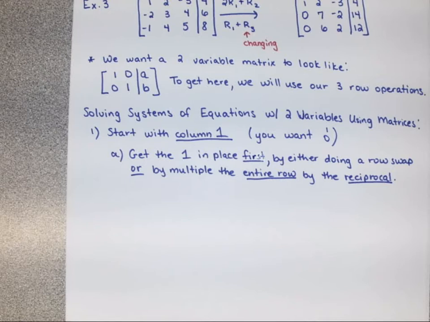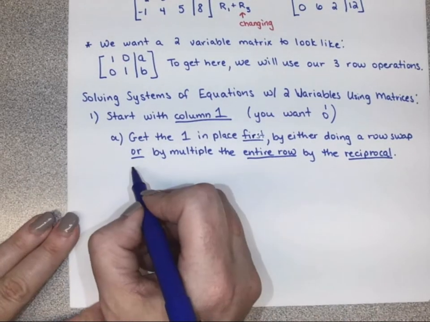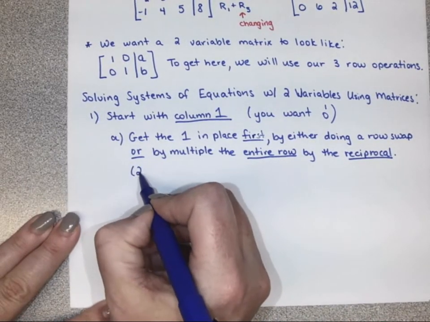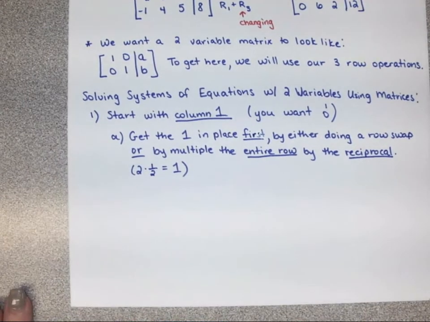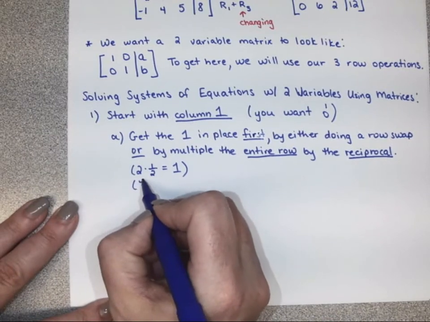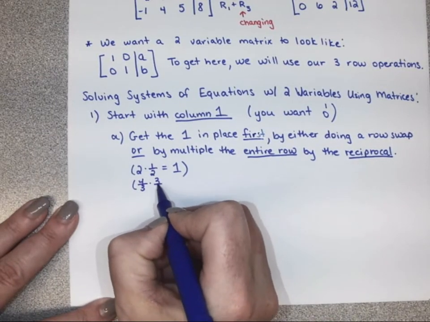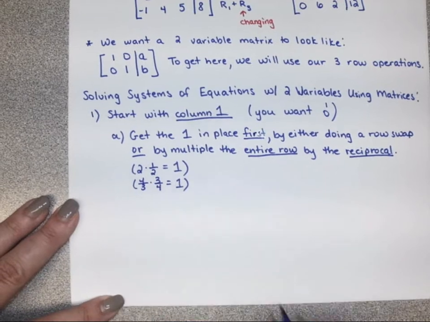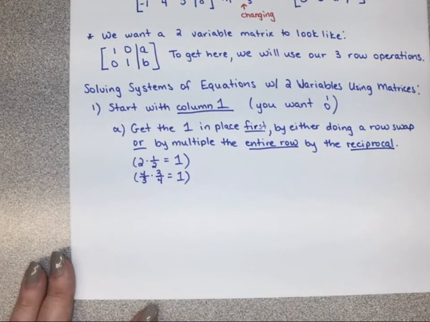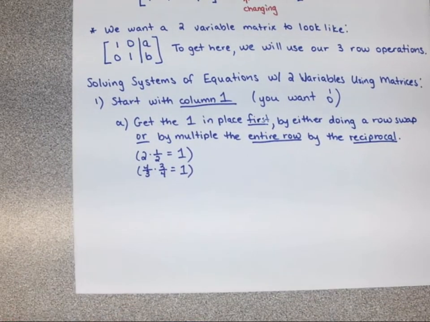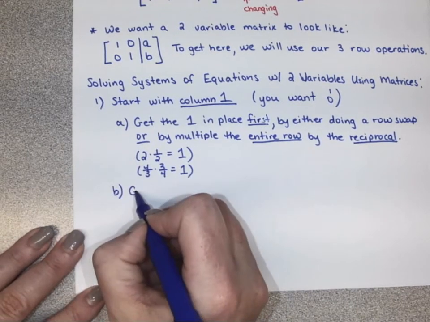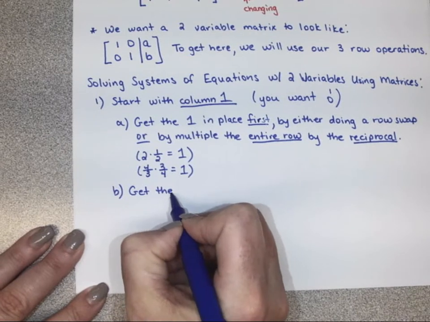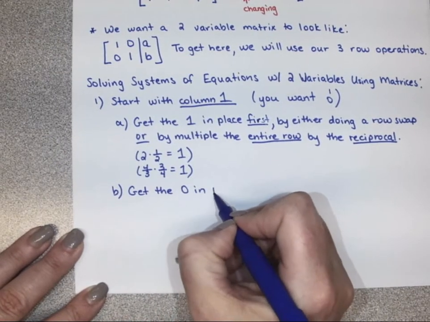Okay. So the reason why this works, by the way, is because 2 times 1/2, if you multiply by its reciprocal, it'll go to 1, which is what we're trying to get. We're trying to get a 1 where we want it. If you multiply, say, a 4/3 by its reciprocal of 3/4, you also get a 1. So anytime you multiply a number times its reciprocal, it always gives you 1. So that can be a really helpful tool to get a 1 where we want it. Okay, so once you get the 1 in place, you're going to get the 0 in place.